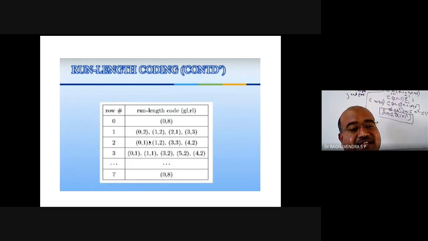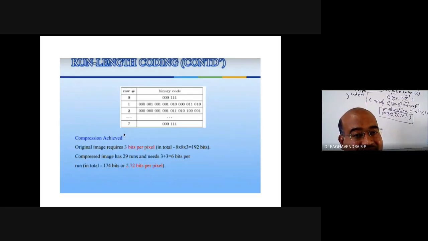Next, similarly, if you go for the third row, these are the values. Similarly, for the fourth row, these are the values. And similarly, if you reach the 8th row, because we are starting from 0, the 7th is the 8th row. So 0, comma 8. That is 8 zeros are present over there.